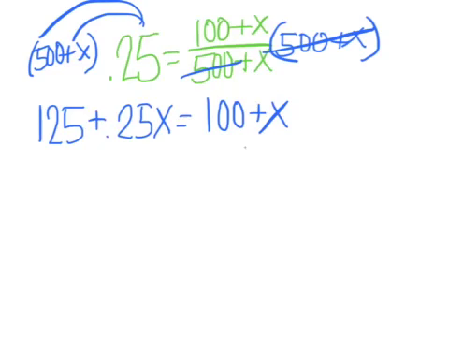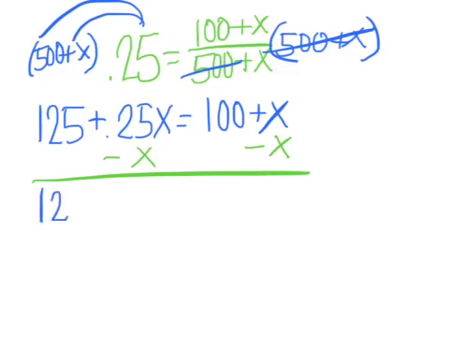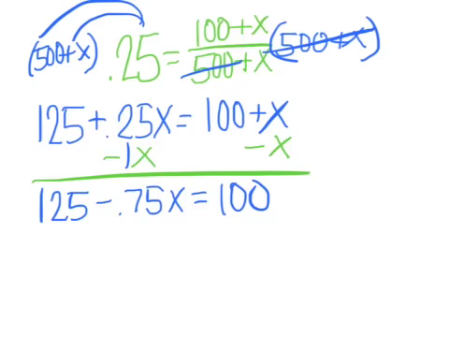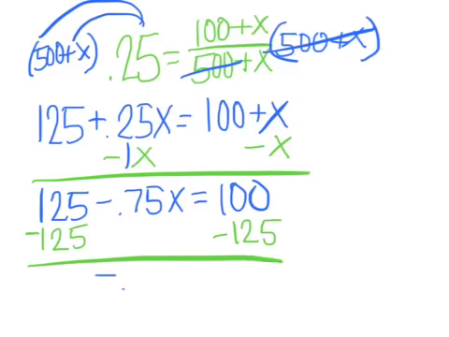Now we just have to get our x's on the same side and solve for x. I'll do that by subtracting x. We get 125. We're subtracting really a 1x. 0.25x minus 1x is negative 0.75x equals 100. We'll subtract 125 from both sides. We get negative 0.75x equals negative 25.